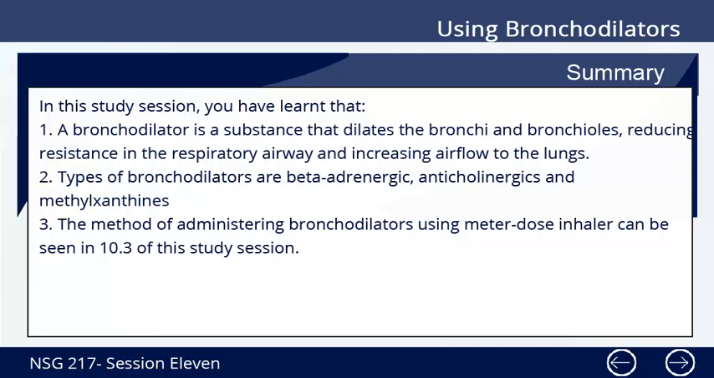Lastly, the method of administering bronchodilators using metered dose inhaler can be seen in 10.3 of this study session.